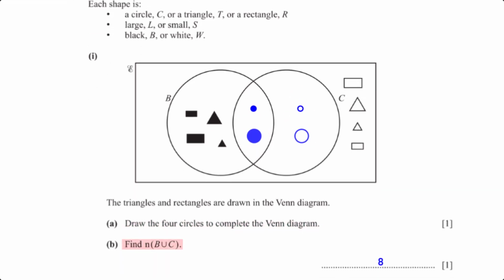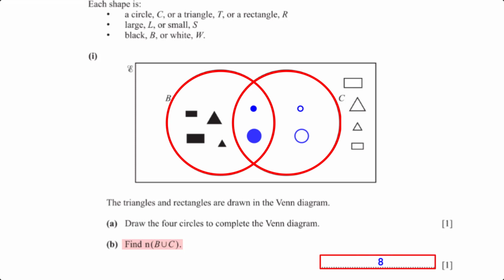Find the number of elements in B union C. From the Venn diagram, the number of elements in B union C are 8 in total.